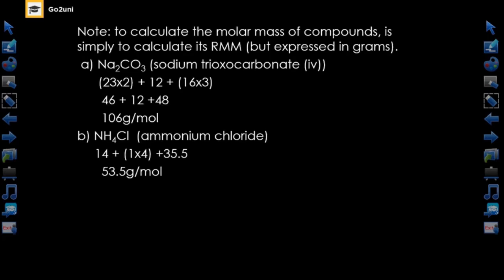For ammonium chloride, which is NH4Cl, the relative atomic mass for nitrogen is 14. The relative atomic mass for hydrogen is 1, but there are 4 hydrogen atoms in that compound. So for that, it's going to be 1 times 4. And then we have 1 chlorine atom, and the relative atomic mass for chlorine is 35.5. So by the time we sum that calculation up, we get 53.5 grams per mole.